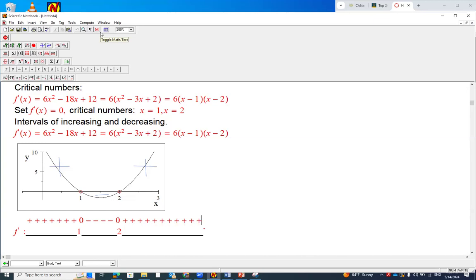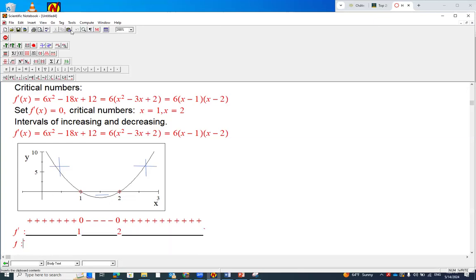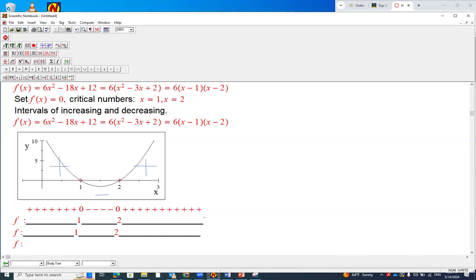Positive. So we know the sign of the derivative. And next, it's about the function. We know that, right? If the derivative is positive, then it's increasing. So for the function, okay, if I draw the same number line right here, right? Remove that.